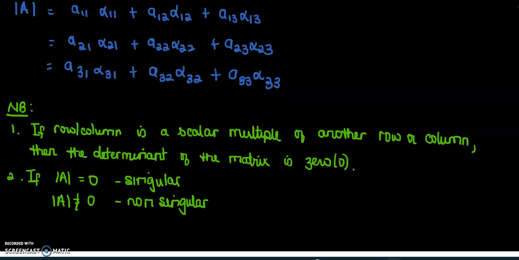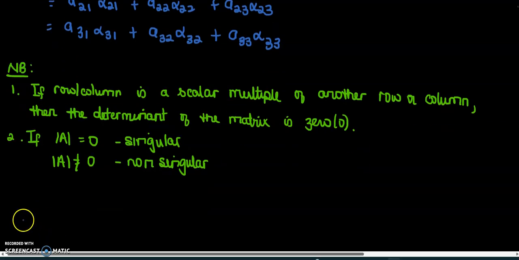Let us note 2 points very quickly before we do an example. If a row or column in a matrix is a scalar multiple of another row or column, then the determinant of the matrix is 0. So once we have scalar multiples occurring, whether in a row or column, the determinant is 0. And if a matrix has a determinant of 0, then it's singular. And if its determinant is not equal to 0, then it is non-singular. So let's look at some examples now of finding the determinant of a matrix.